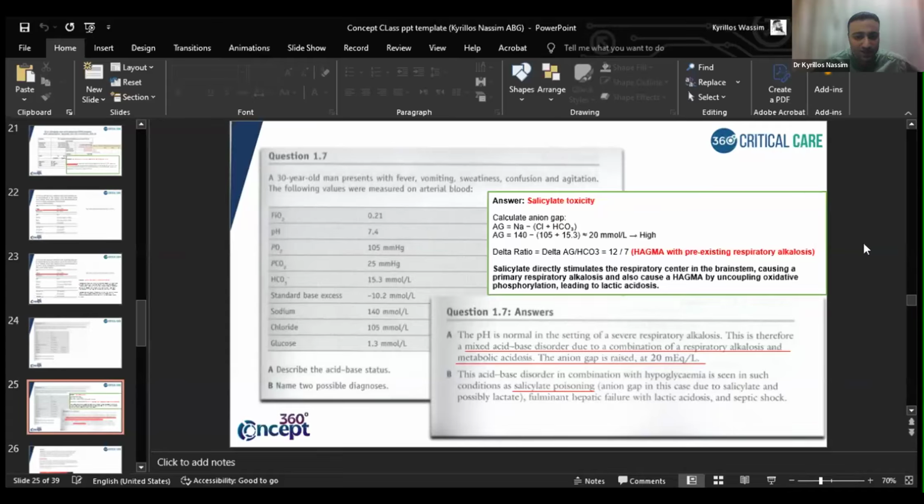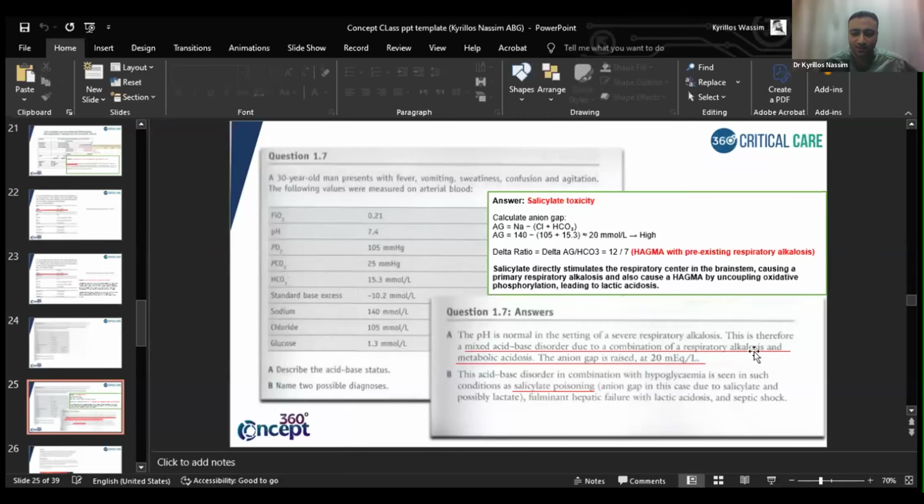Why does this happen in salicylate toxicity? It's because salicylate directly stimulates the respiratory center in the brainstem, causing primary respiratory alkalosis, and also causes a high anion gap metabolic acidosis by uncoupling oxidative phosphorylation, leading to lactic acidosis. So it is a mixed type of acid-base disorder.